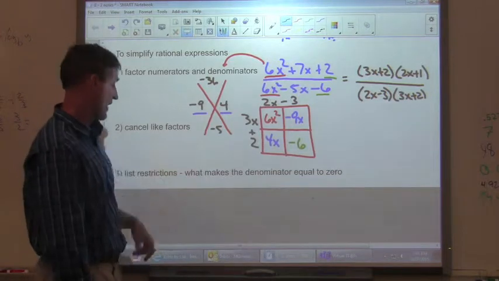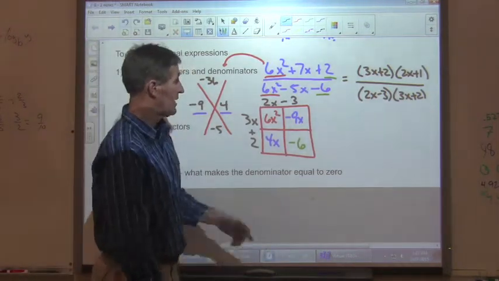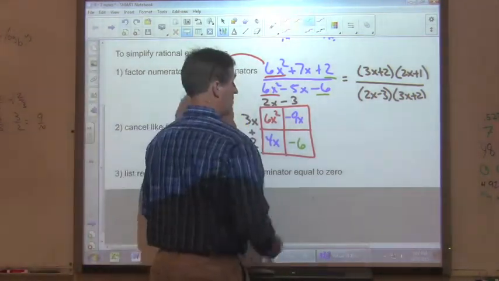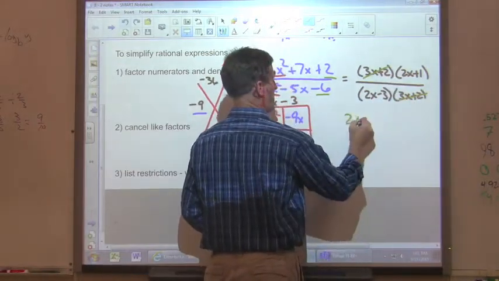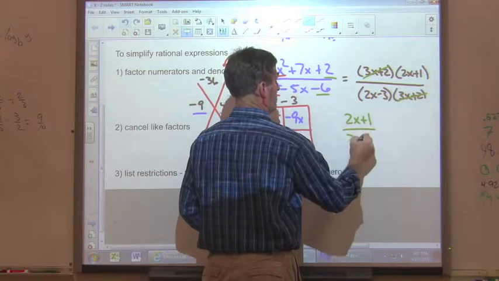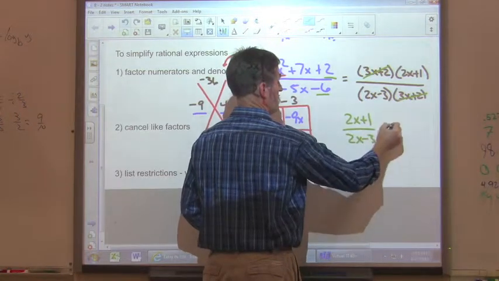Now we cancel like factors. Well, again, it has to be the same. So the 3x plus 2's cancel, so I'm left with 2x plus 1 over 2x minus 3.